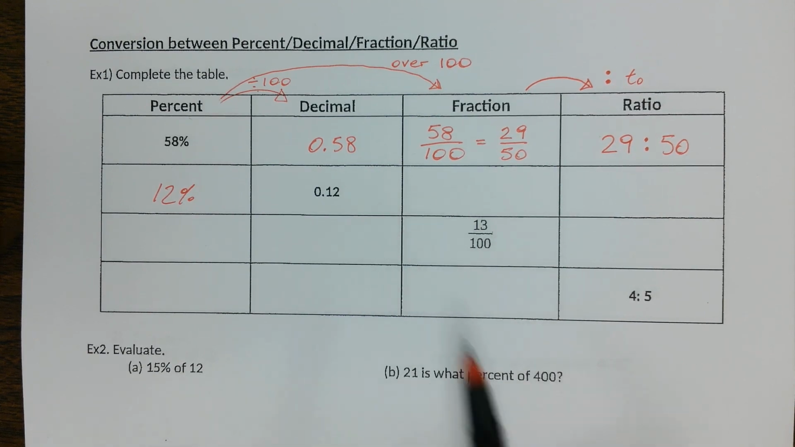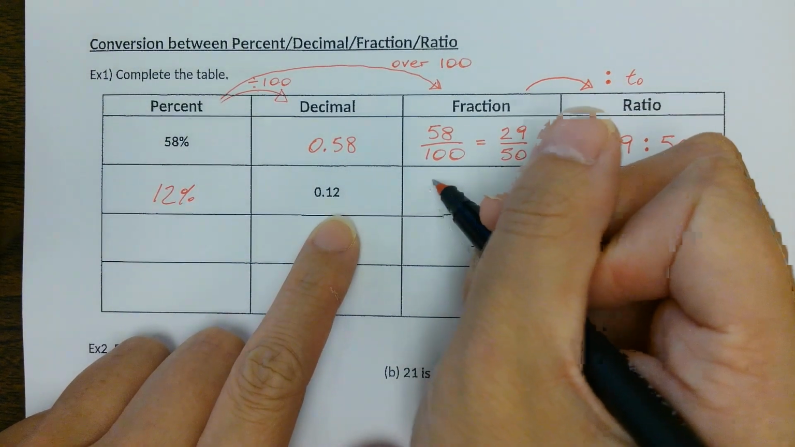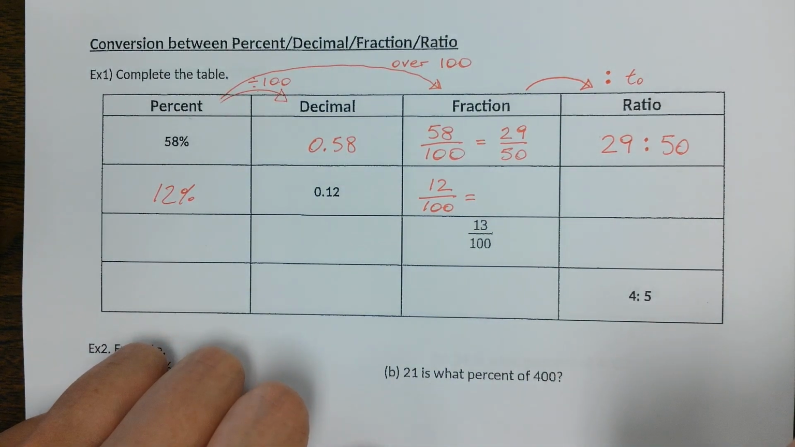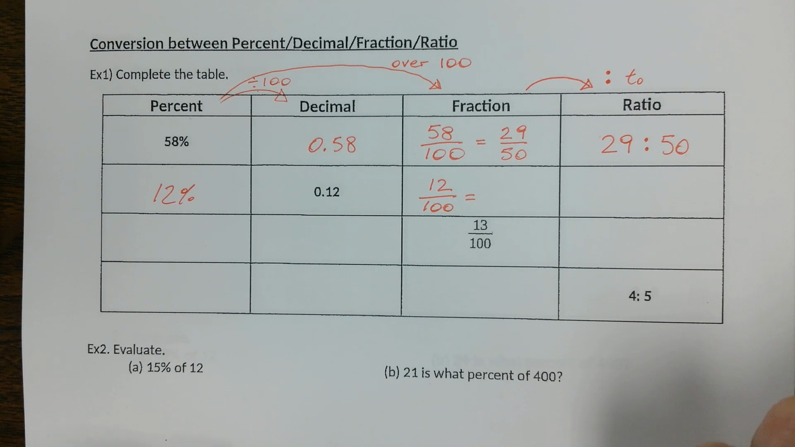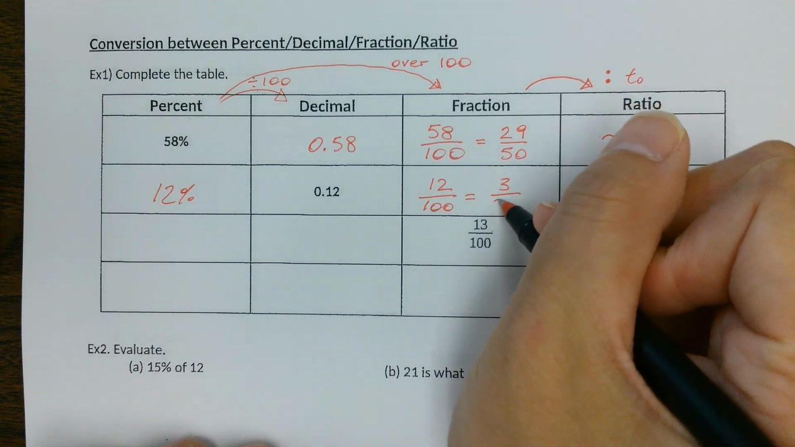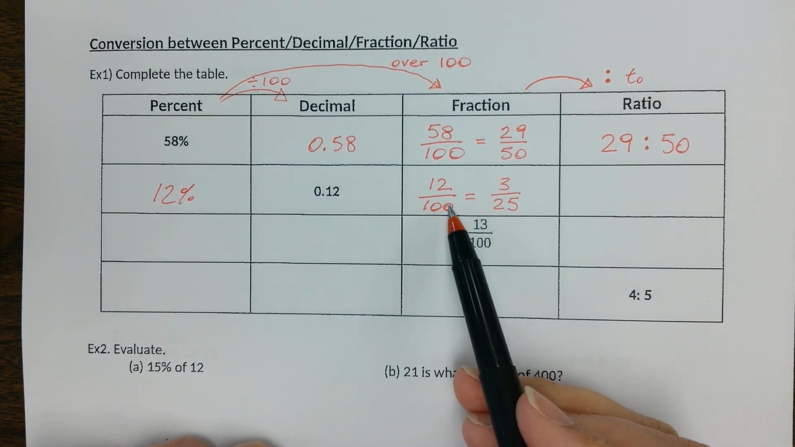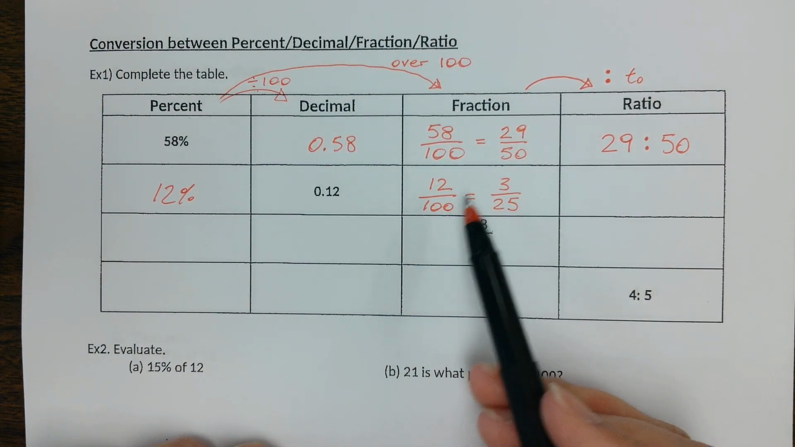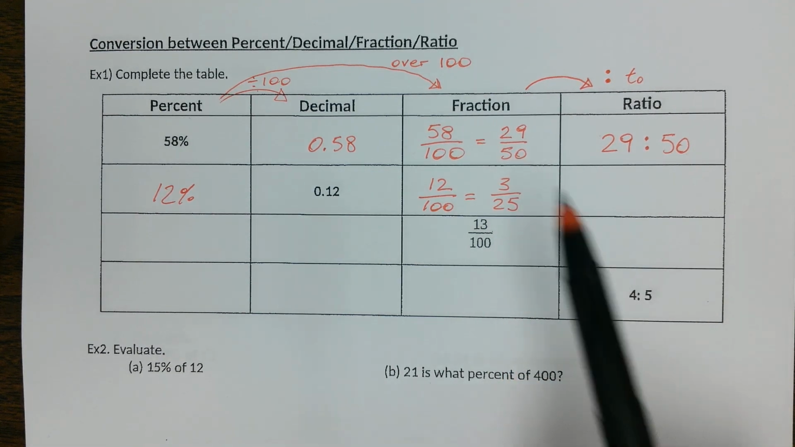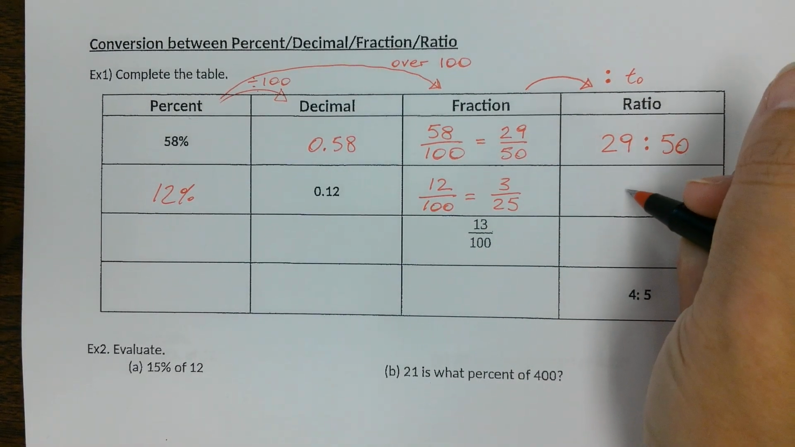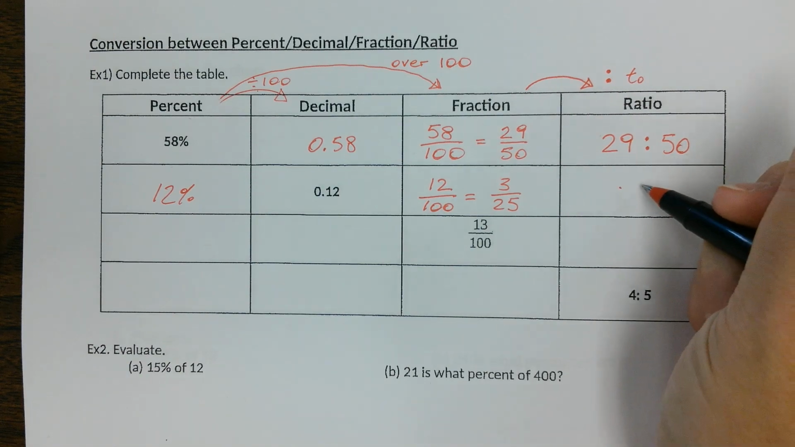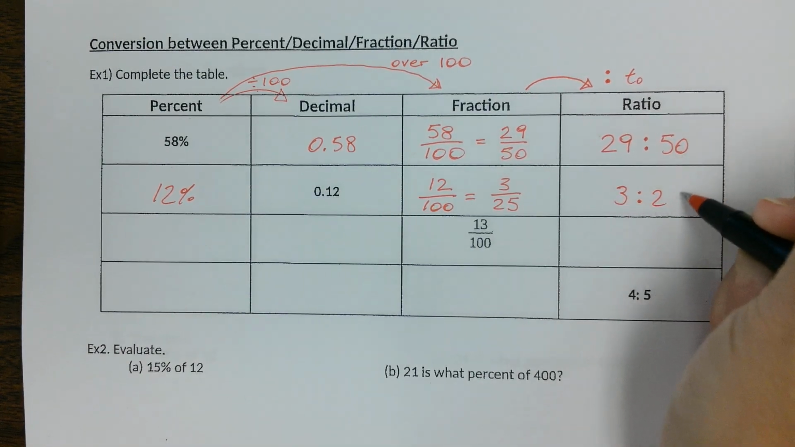Okay, as a fraction, 12 over 100. We put it over 100. I don't like this fraction because I can reduce this. Petro? 3 over 25. Good. Okay, I can divide this by 2. 6 over 50. I can still divide by 2 again, so I get 3 over 25 in lowest terms. So what's that as a ratio? 3 to 25. Excellent.